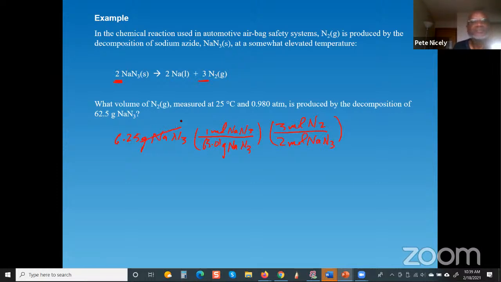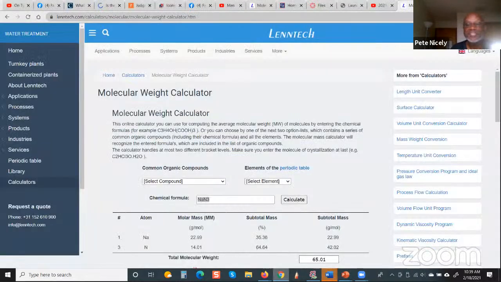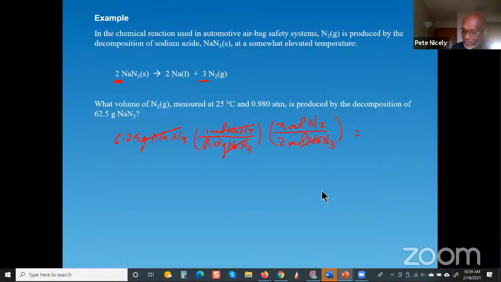So let me cancel the units here. So this would give us the moles of nitrogen. So let me do the calculation here. It's going to be 6.25 divided by, what was that, oh gosh, I can't even read my own handwriting. 65.01 times 3 divided by 2. And according to my calculations, this works out to be, when rounded to 3 sig figs, 0.144 moles of nitrogen.